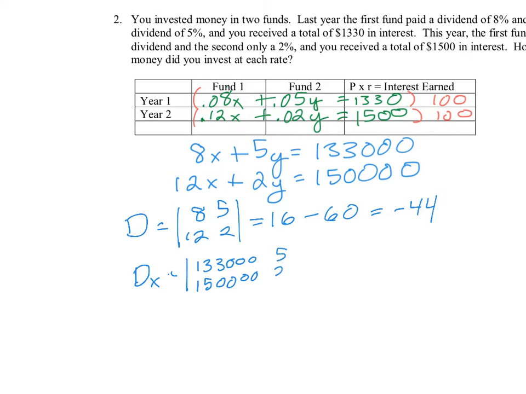And the y column. All right, I'm going to use my calculator because those are big numbers. 133 and then 3 zeros, times 2. I get 266,000. Minus 5 times 150,000. There we go. And I get 750,000.